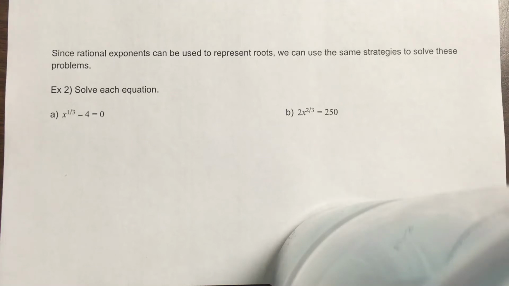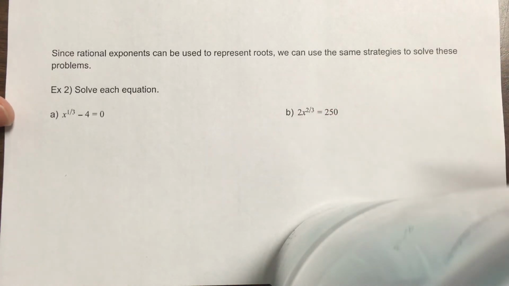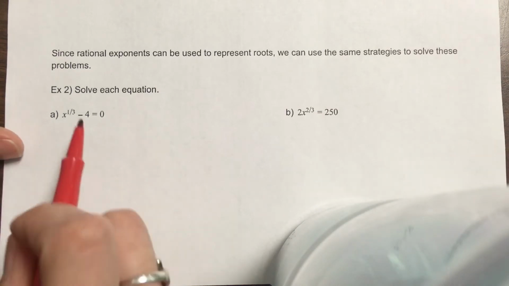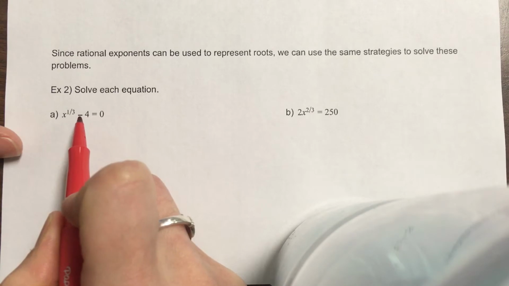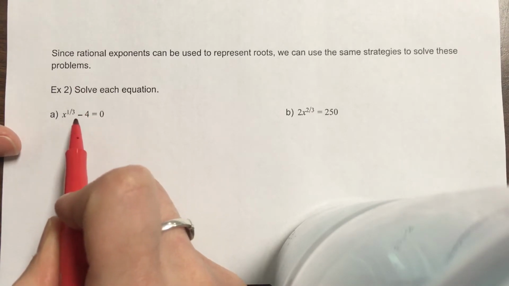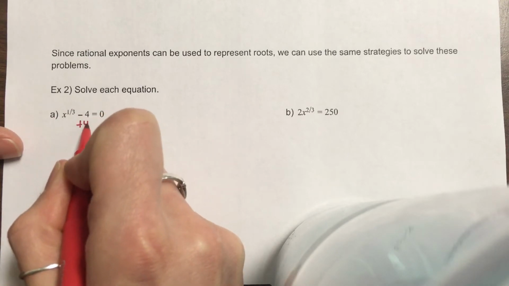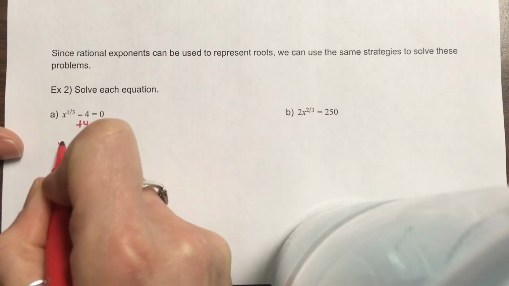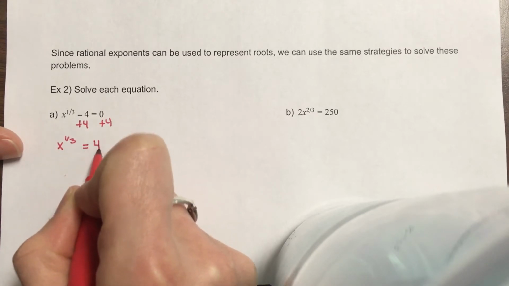Since roots can also be represented by rational exponents, I can use a similar strategy when I'm trying to solve something that has a rational or fractional exponent instead of a root. So if we take a look at part A here, I'm going to use the same strategy I used above. Above, we got the root by itself, so here I'm going to get the thing with the rational exponent by itself. That means my first step is to add 4 to both sides. So I get x to the 1/3 power equals 4.